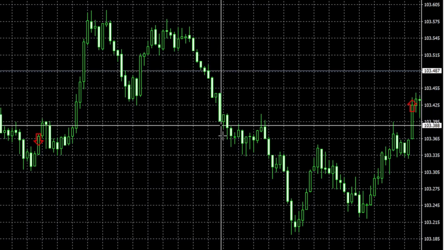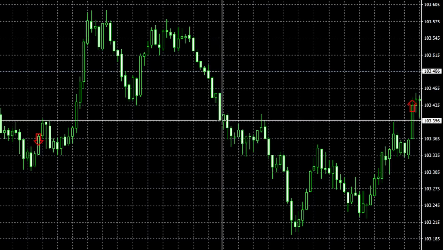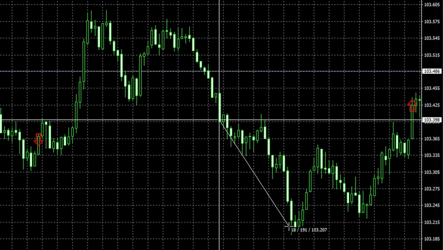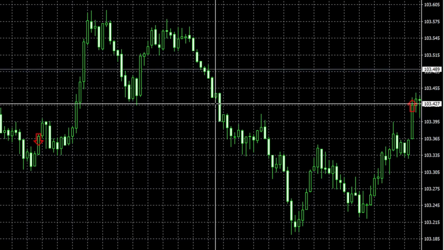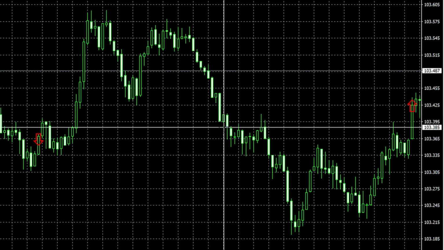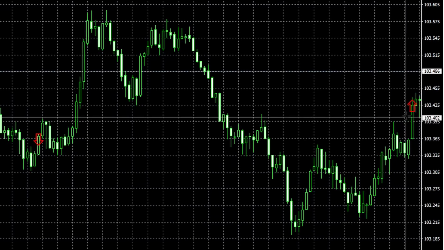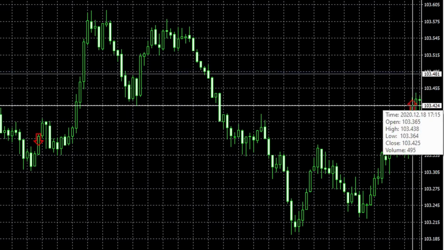So if I entered here, a short trade here, that means sell, I would have taken profit. Yeah, would have taken profit. So instead, I missed out on this. I probably wasn't observing the charts or something. So I missed out on this and I entered the trade here instead.